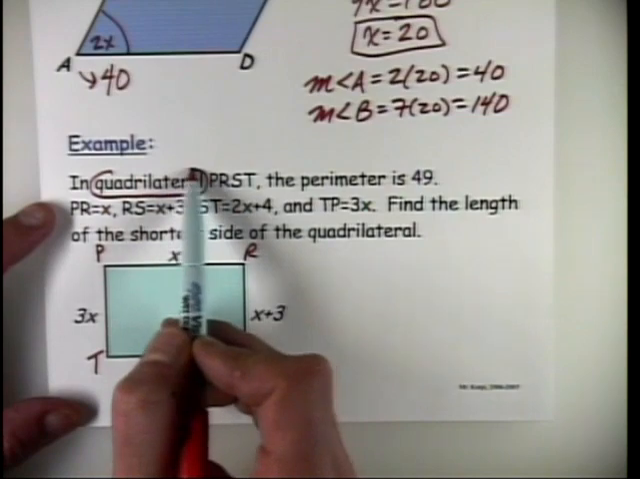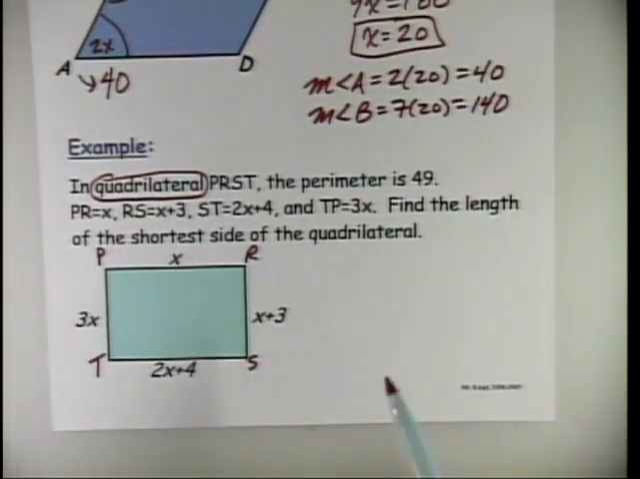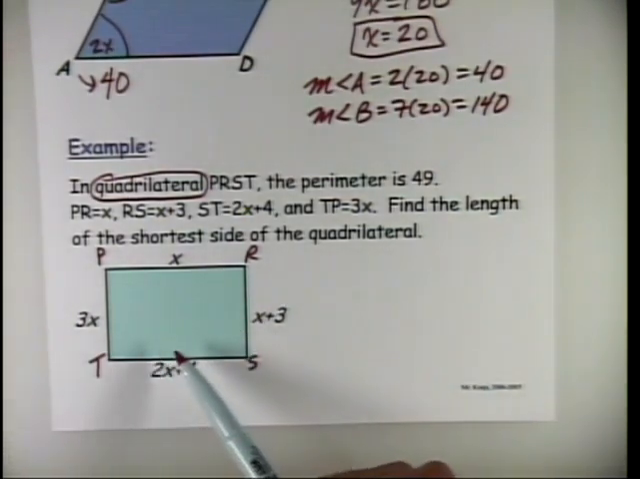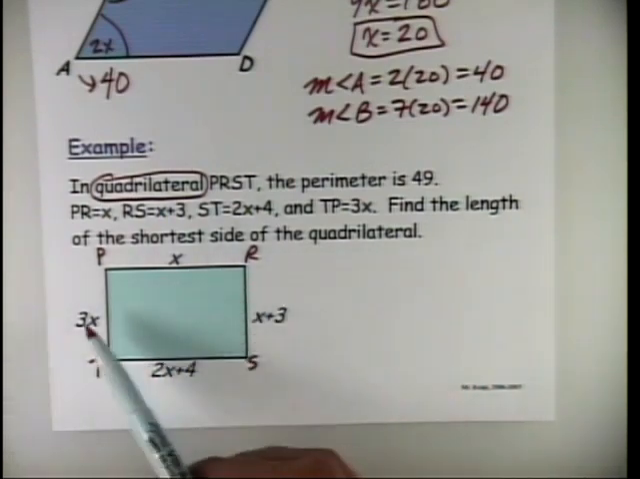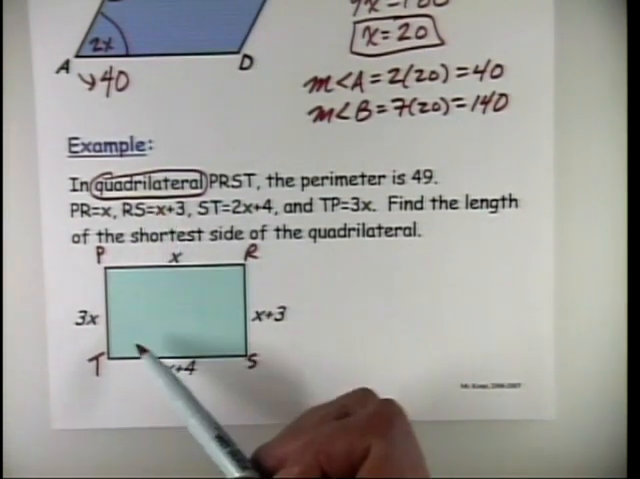Notice this said it was a quadrilateral. It didn't say it was a parallelogram. It didn't say that it was a rectangle. We have no distinguishing marks on our diagram. So we can't assume it's a rectangle. We can't assume it's a parallelogram. We can't really assume those are parallel to each other. All we know is it's a four-sided figure.